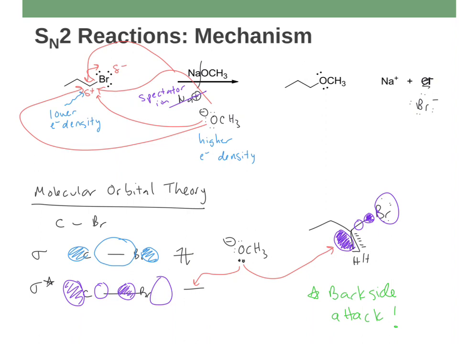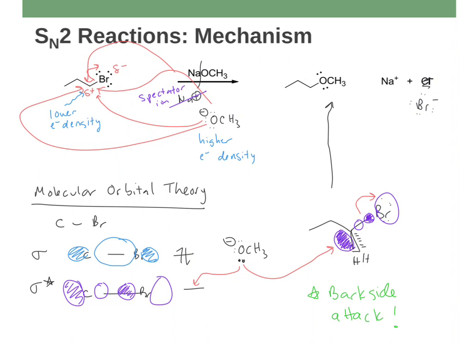And because now you have the same number of electrons in an anti-bonding orbital as you do a bonding orbital, the bond breaks, which is why we draw our second arrow where that bond has broken. And that's how we get to the OCH3 being on here and the bromide having popped off. The bromine came away with those two electrons. So we're able to do the backside attack and replace that bromine with the OCH3.